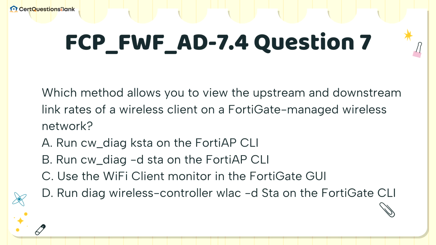Which method allows you to view the upstream and downstream link rates of a wireless client on a FortiGate managed wireless network? A. Run CW_diag KSTA on the FortiAP CLI. B. Run CW_diag DSANTA on the FortiAP CLI. C. Use the Wi-Fi client monitor in the FortiGate GUI. D. Run diag wireless controller WLACD Santa on the FortiGate CLI.